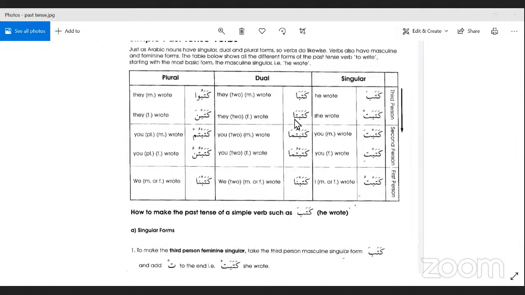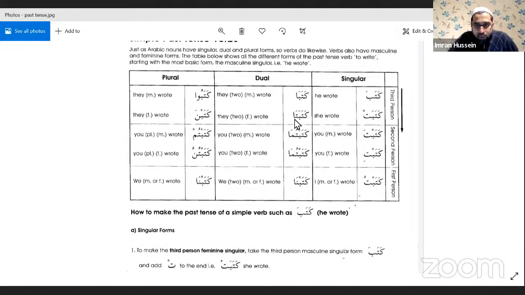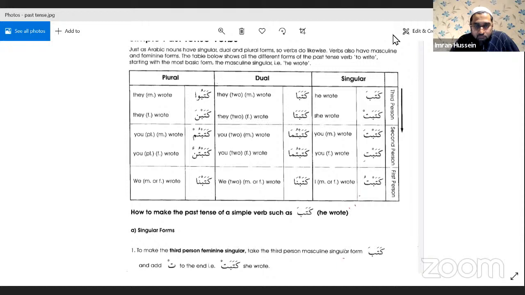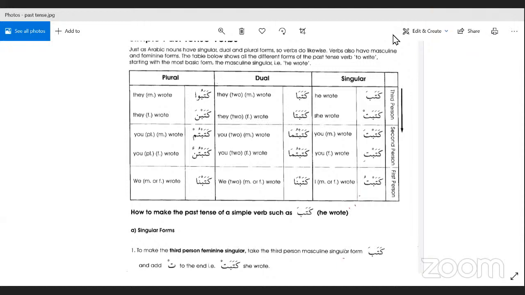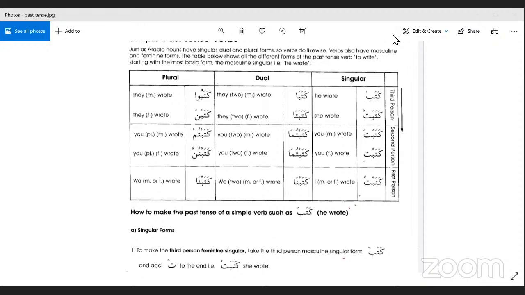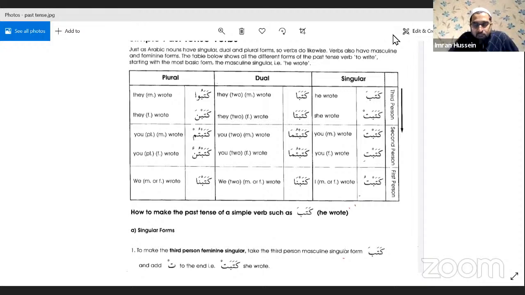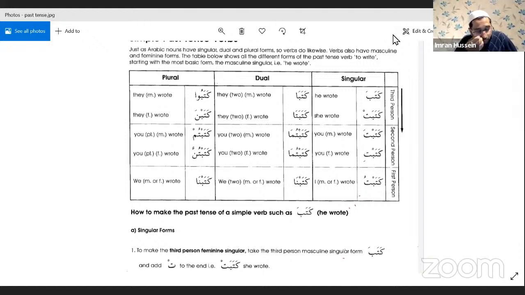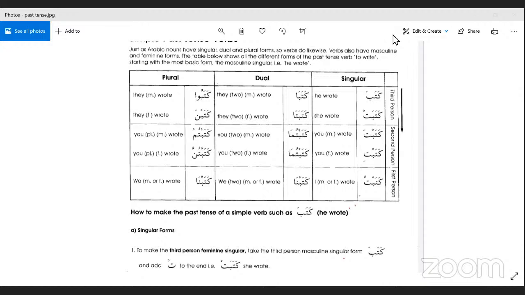Dhahabna would be they went. Excellent. Dhahabta would be you went. Excellent. Dhahabtuma, two males went. Excellent. Dhahabtum, you plural male went. Excellent. Dhahabti, you female went. Excellent. Dhahabtuma, correct, you two females went. Dhahabtunna, you more than two females went. Excellent. Dhahabtu, I went. Correct. Dhahabna, we went.